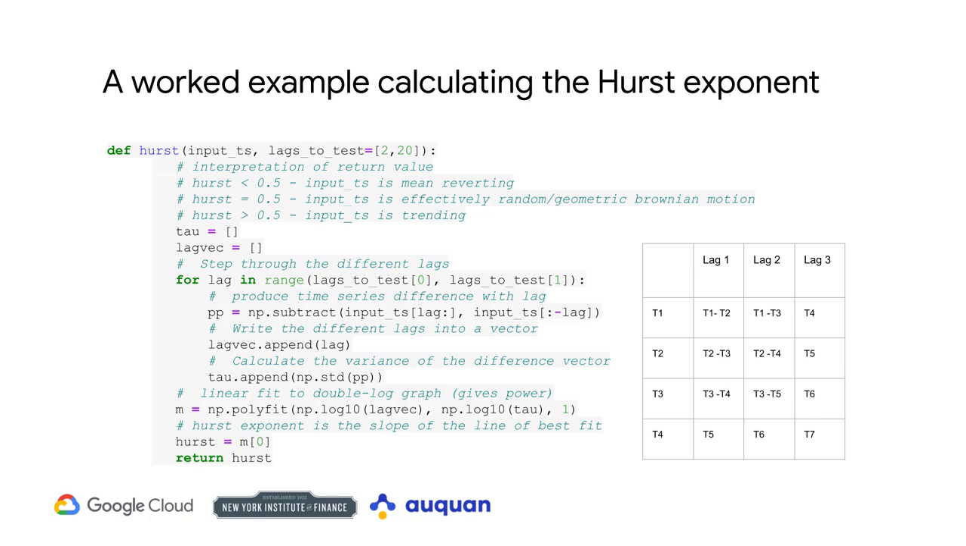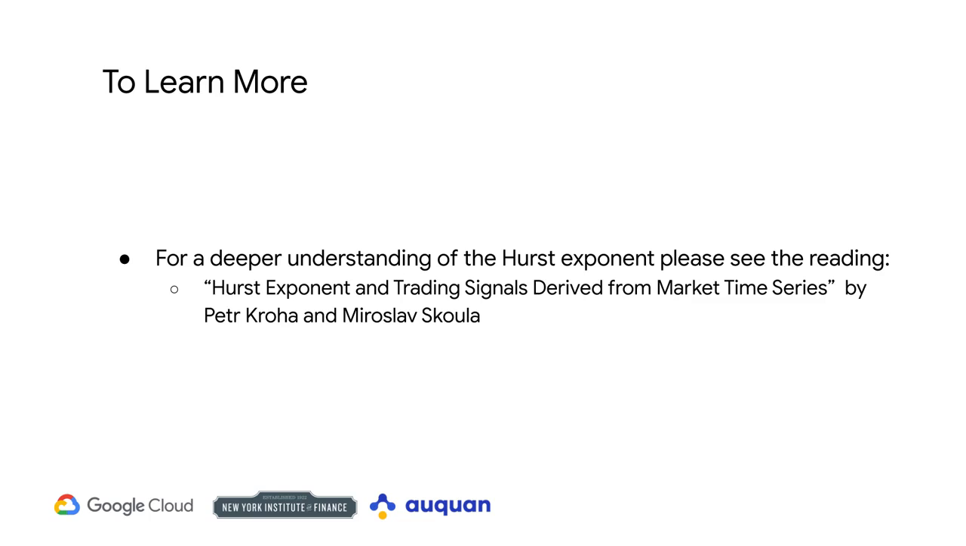Hurst exponents have been proposed as an alternative to moving average convergence divergence indicators, or MACDs, that we covered in the previous session. Like MACD, the signals from Hurst must be backtested using varying time windows of lag values. If you'd like to learn more about the Hurst exponent as a trading signal, please have a look at the reading assignment, Hurst Exponents and Trading Signals Derived from Market Time Series, by Peter Kroha and Miroslav Skula. They give a good survey of the theory behind Hurst and also create a moving Hurst trading signal that they test on NASDAQ and DAX data versus an MACD signal. They conclude that moving Hurst is a better trading signal than MACD, but that its profits are more than offset when realistic trading costs are factored in.